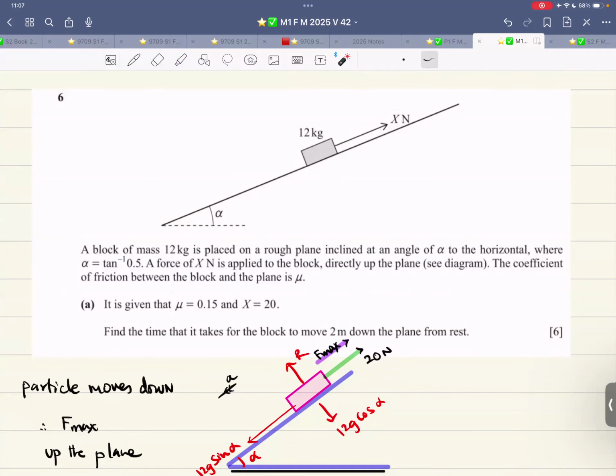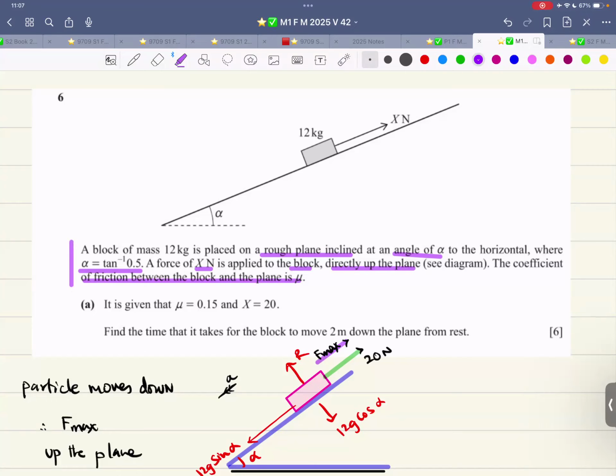Mainstream question of friction and inclined plane. A block of mass 12 kg is placed on a rough plane. Make a habit of underlining so that you don't forget anything. Inclined at an angle of alpha to the horizontal, where alpha is tan inverse of half. A force of X Newton is applied to the block directly up the plane. The coefficient of friction between the block and the plane is mu.